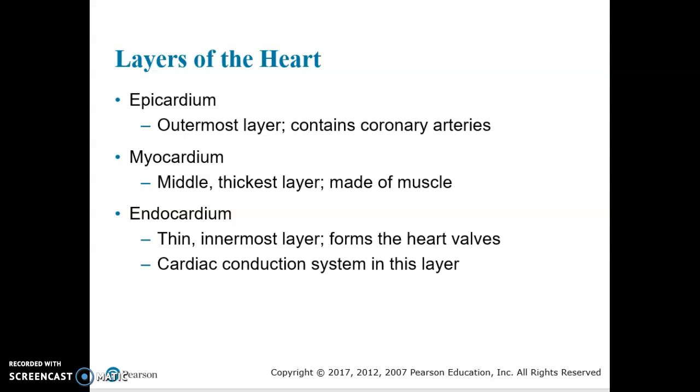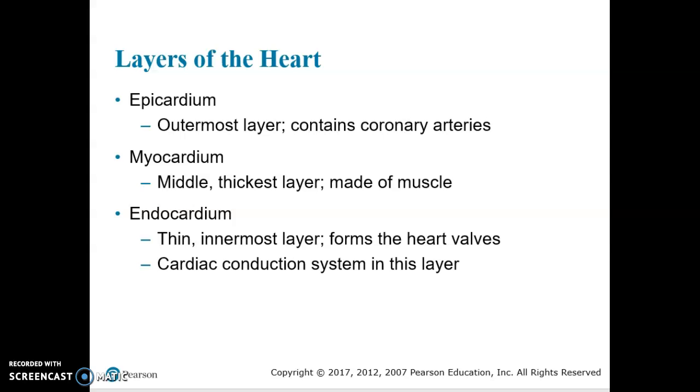The endocardium is the innermost layer, and it forms the heart valves, okay? It's on the inside of the heart. So we're standing on the inside of those chambers, and that's the area of the endocardium. So it's the innermost layer, and it actually forms the heart valves. The cardiac conduction system is in the endocardium, okay? The endocardium houses the electrical conduction system, which we're going to talk about later. That will make more sense to you as we start to put things together.